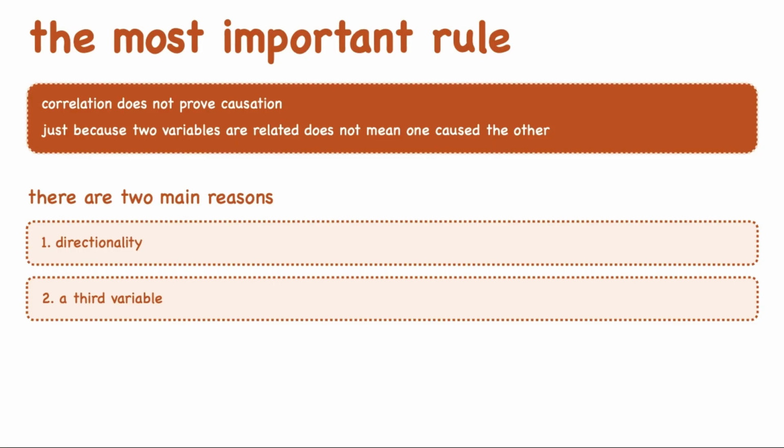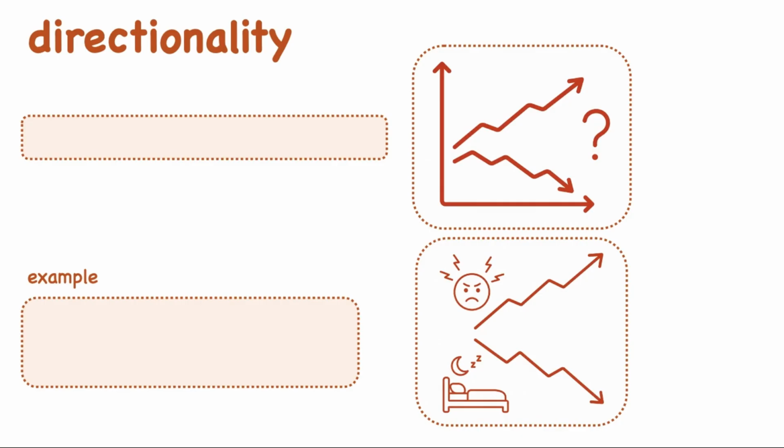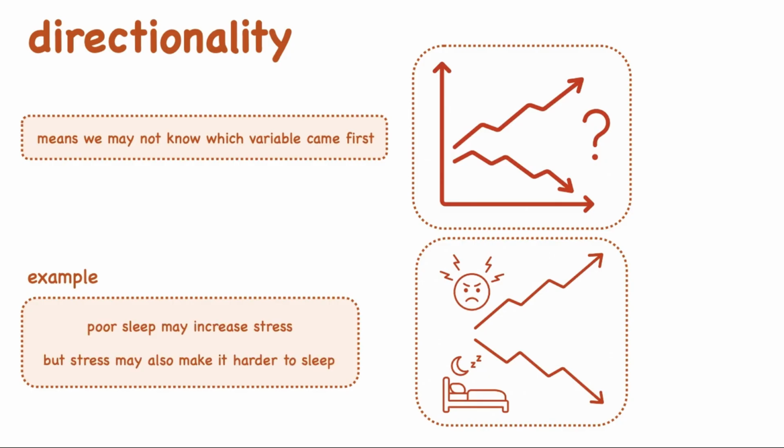There are two main reasons. The first is directionality. Directionality means we may not know which variable came first. For example, poor sleep may increase stress, but stress may also make it harder to sleep.